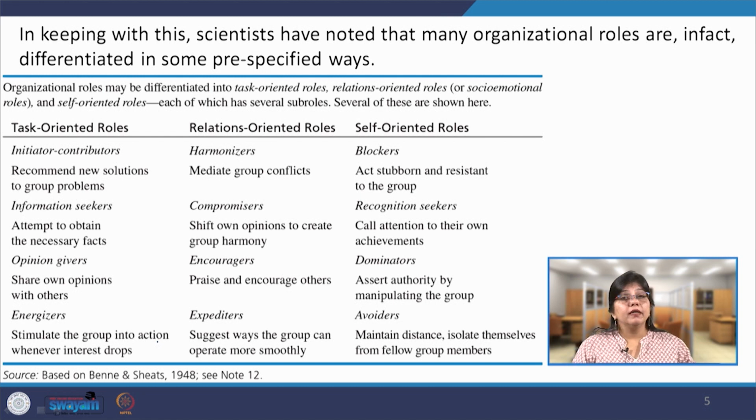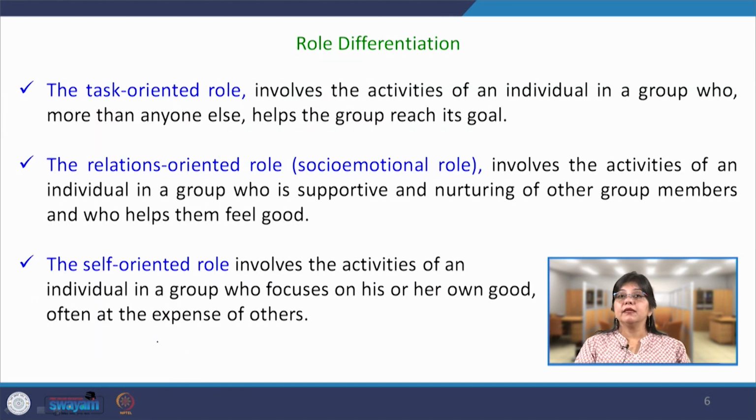They would dominate, they would try to seek more authority and power, and at the same time they avoid also because they want to maintain distance and isolate themselves from group members. They avoid any extraordinary interaction with the co-workers. So, we can say that the task oriented roles based on role differentiation involve activities of an individual in a group who more than anyone else helps the group reach its goals, no matter how.